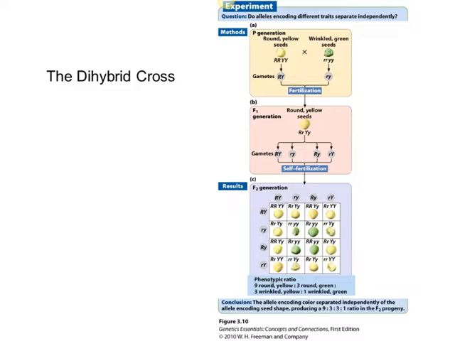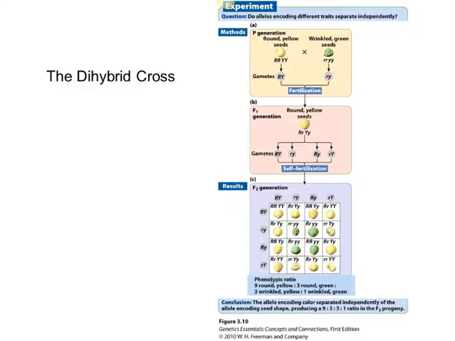If we look just at seed color, and they've arranged these so that all the yellow ones are on this outside ring here, you have 12 yellows to 4 greens. So 12 dominant yellow seed color to 4 recessive green seed color. So 12 to 4, if you reduce that, is a 3 to 1 ratio of yellow to green.